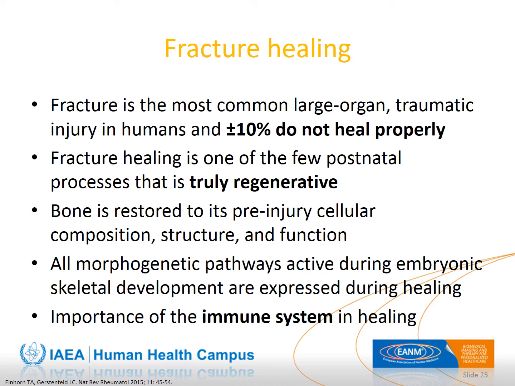Having discussed embryonic bone formation and physiological bone modeling and remodeling, let's conclude the first part of this presentation by focusing on fracture healing. Fracture is the most common large organ traumatic injury in humans, and fracture healing is one of the few postnatal processes that is truly regenerative, as bone is restored to its pre-injury cellular composition, structure and function. Nevertheless, approximately 10% of all fractures will not heal properly. All morphogenic pathways active during embryonic skeletal development are expressed during healing, and increasingly an important role for the immune system is being recognized.